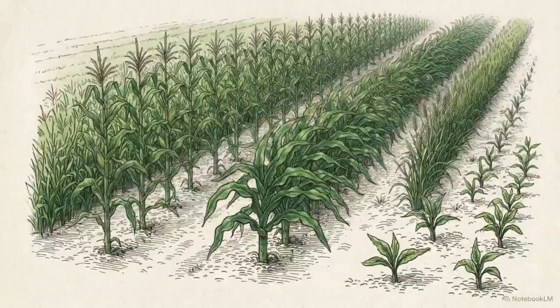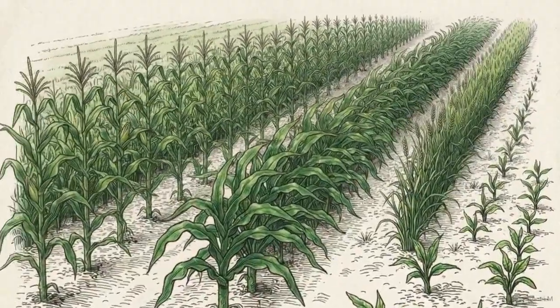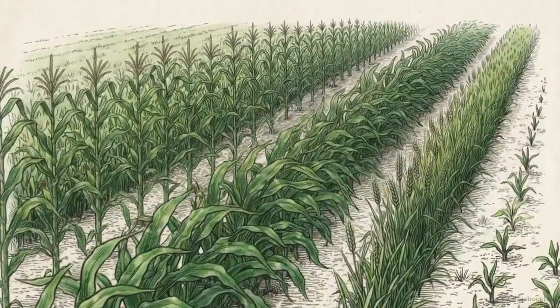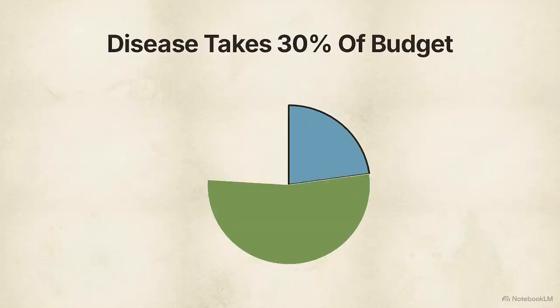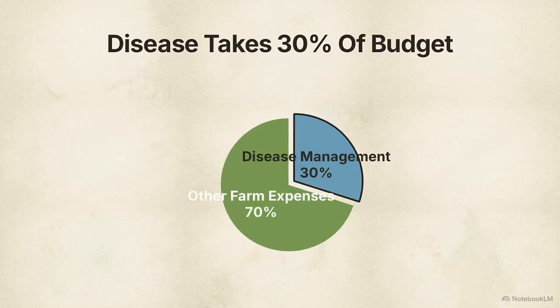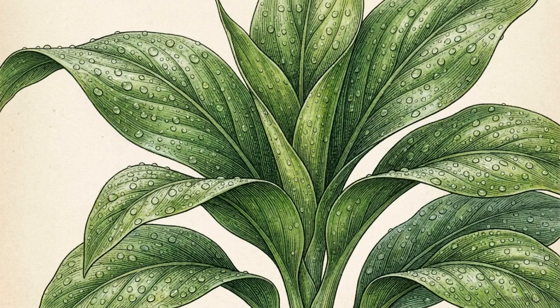Let's bring this back to the farm. When we see healthy, vibrant crops like this, we're looking at the result of active disease management. Keeping a farm healthy is expensive. Farmers often have to spend up to 30% of their total budget on protective treatments, like medicines that kill off bacteria and fungi before they can take hold.